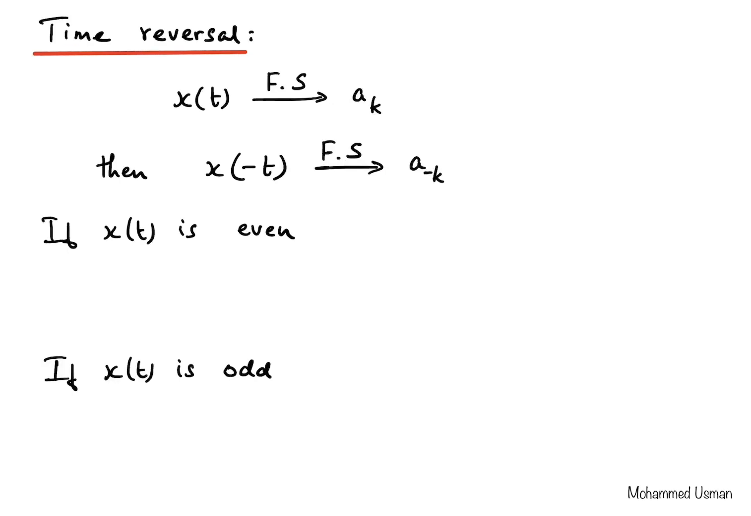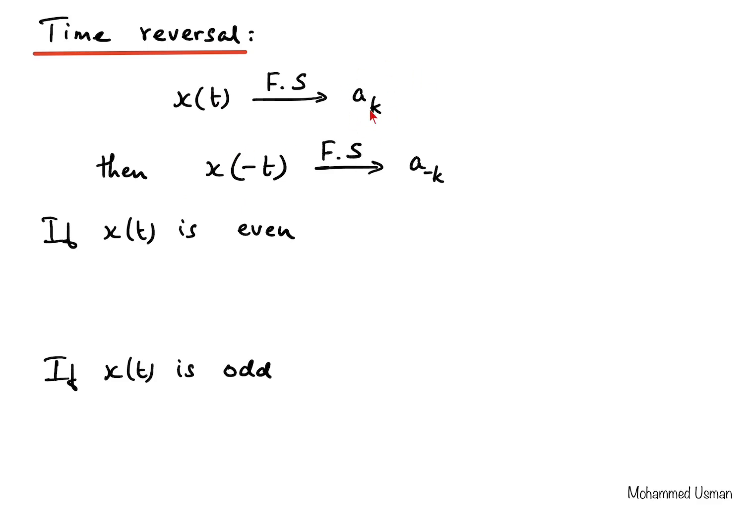The next property that we're going to see is the time reversal property. What this property says is that if we have a signal x of t with Fourier series coefficients given as a_k, then the Fourier series coefficients of the time reversed version of x of t, which is x of minus t, is simply equal to a subscript minus k. So you just reverse the k terms in the Fourier series coefficients, and that will give you the Fourier series coefficients for the time reversed version of the signal.